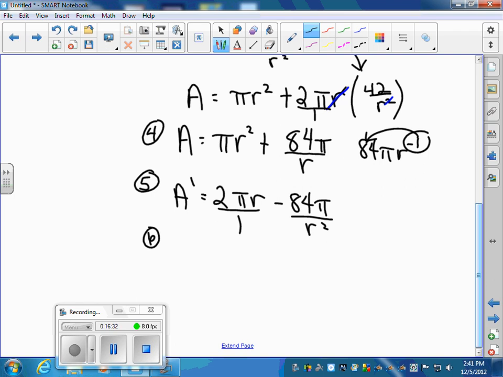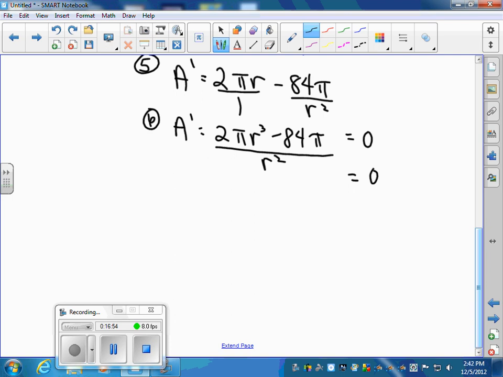And let's get this to a point where we can find the critical points. So I'm going to go ahead and crisscross applesauce here: 2 pi r cubed minus 84 pi over r squared. Okay. Set the top equal to 0 because now we have a fraction. Set the denominator equal to 0. The bottom's going to be 0 if r equals 0, but that's not feasible because we couldn't have a cylinder with a radius of 0.